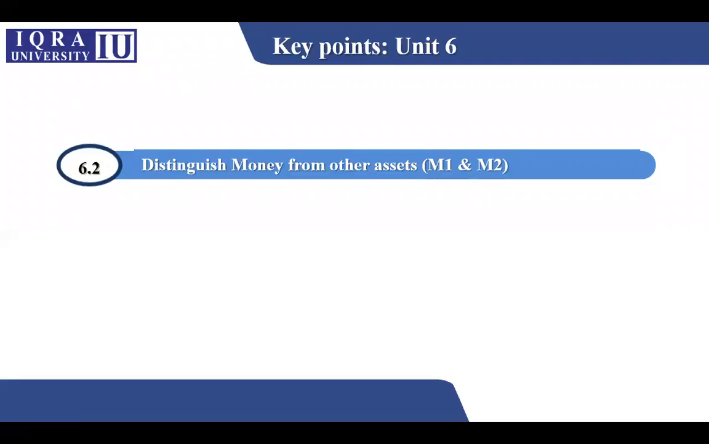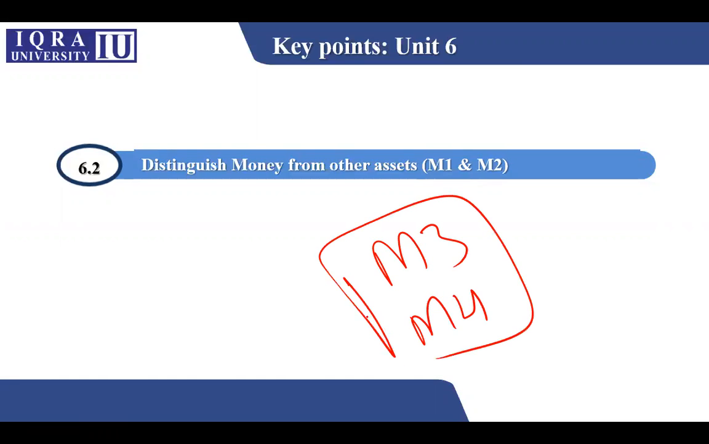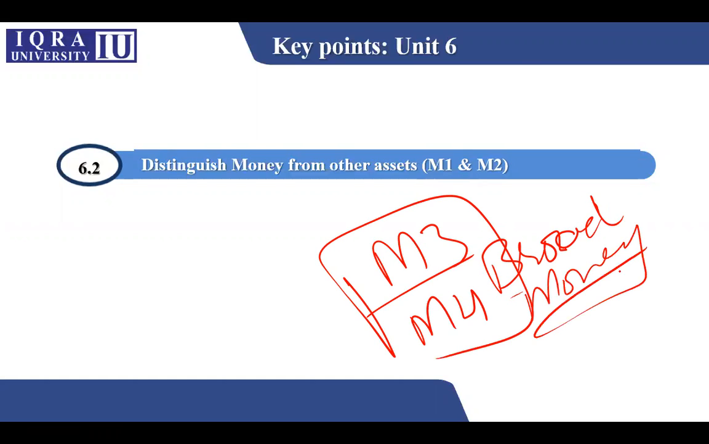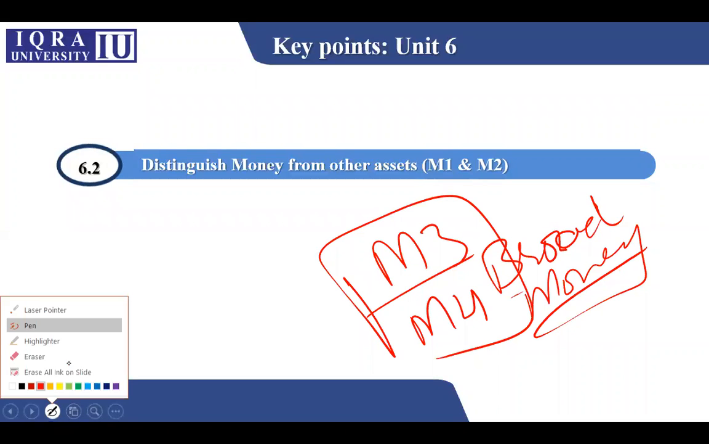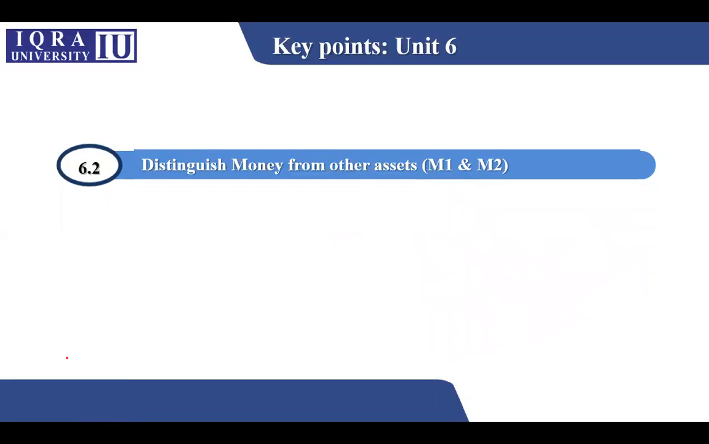So how to distinguish money from other assets such as M1 and M2. We also have M3 and M4. As this is an introductory course, we are not going to go into these. This is also known as broad money. Okay, so we will just go through M1 and M2.